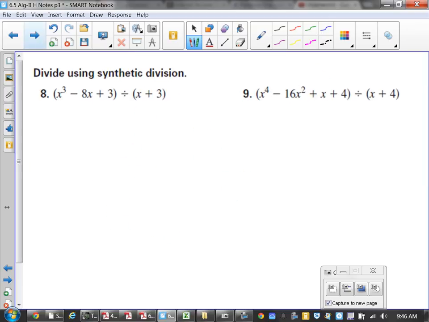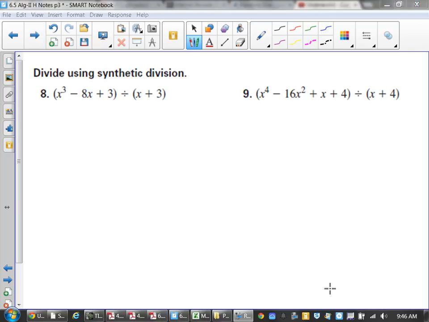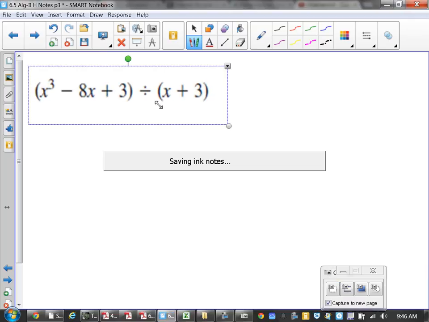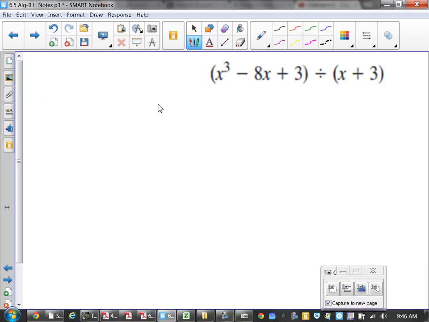If I synthetically divide, let's do these one at a time. If I want to use synthetic division with this one, I have x cubed minus 8x plus 3, and I'm going to divide it by x plus 3. What is my 0 of x plus 3? Negative 3. So negative 3 is on the outside. What goes on the inside then? 1, 0, -8. Good. And then a 3. And why do we have to put a 0 there? Placeholder, yeah.